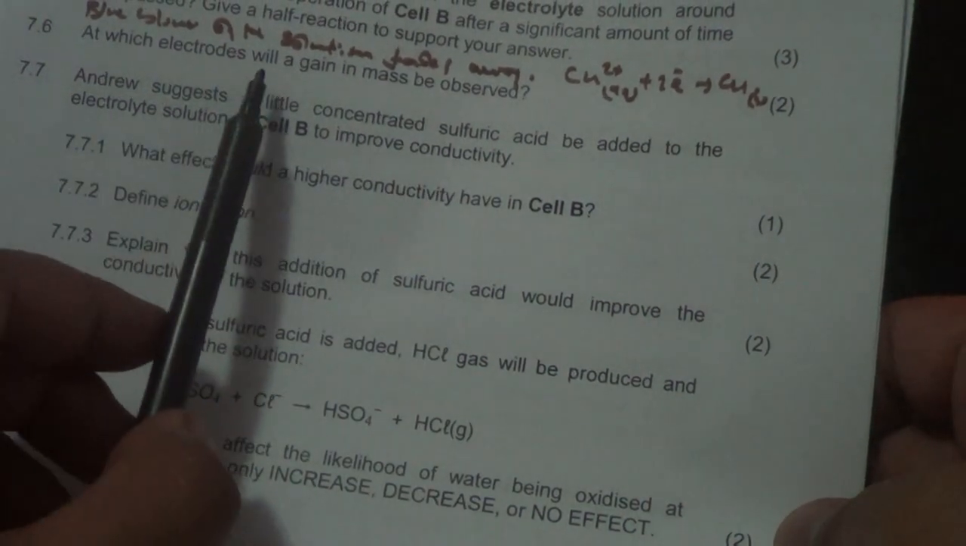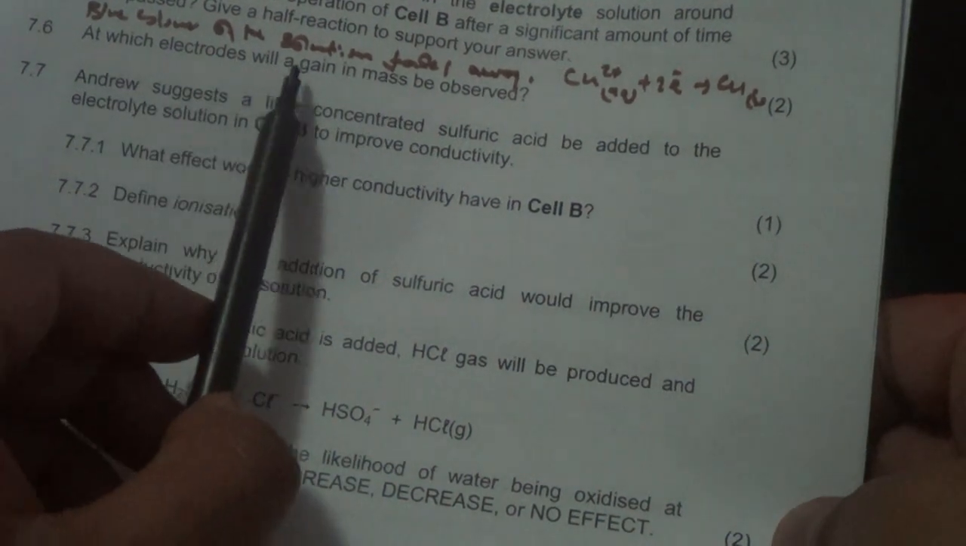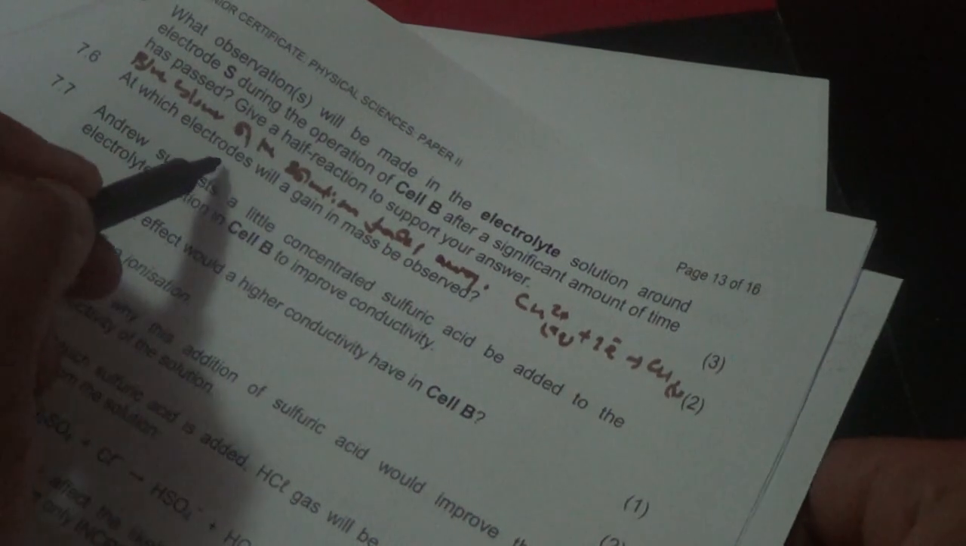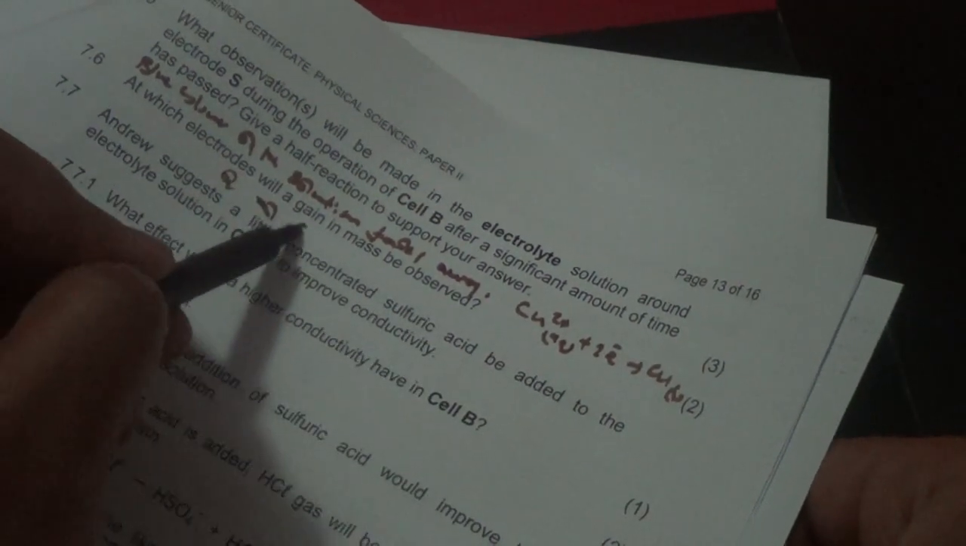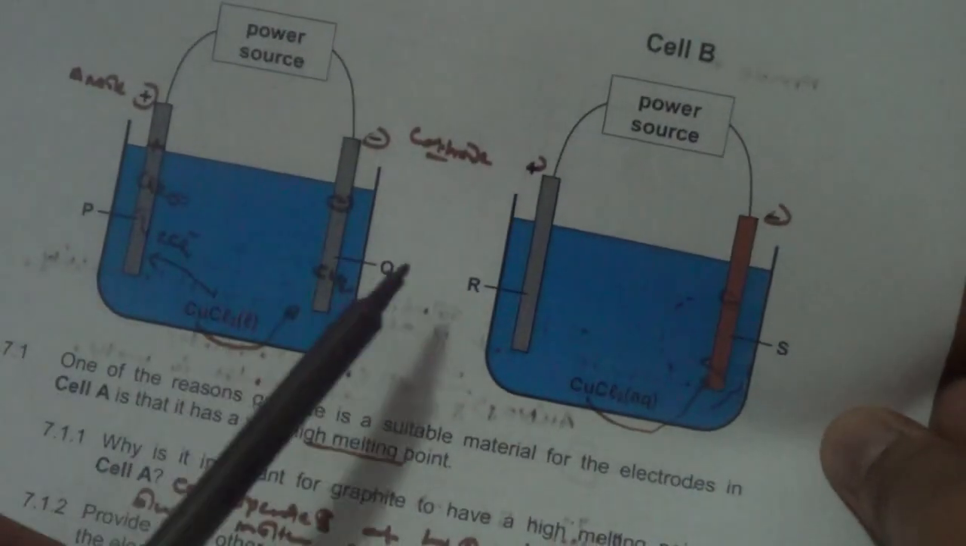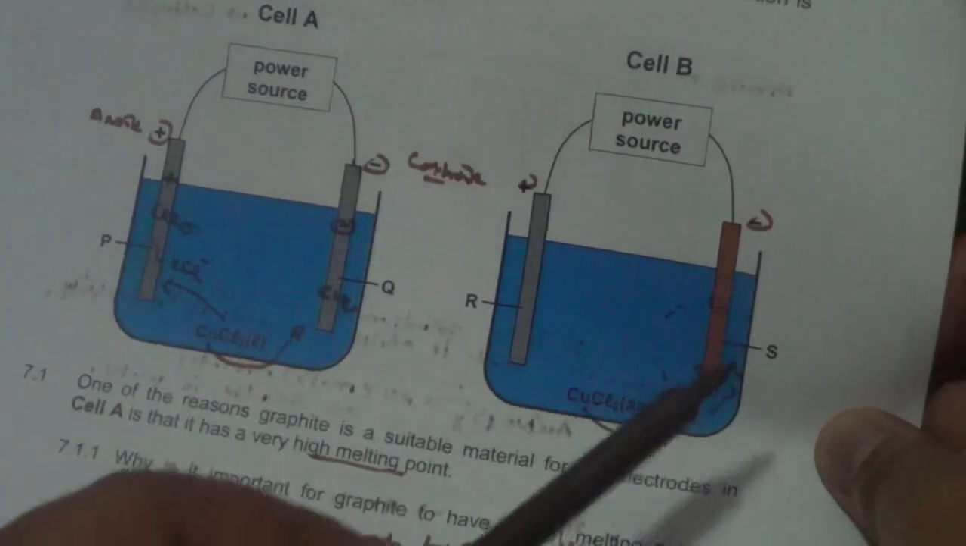Now, at which electrodes will an increase in mass be observed? Of course, in cell A, we know that it is going to be electrode Q and electrode S in cell B, right? Because if you're looking at Q, it's a reduction, so there's going to be an increase in the mass, and there's going to be an increase in the mass there also.